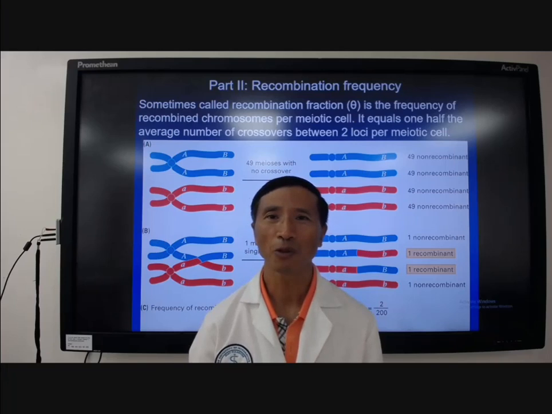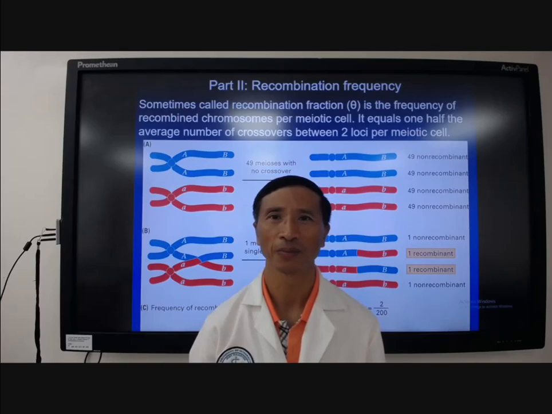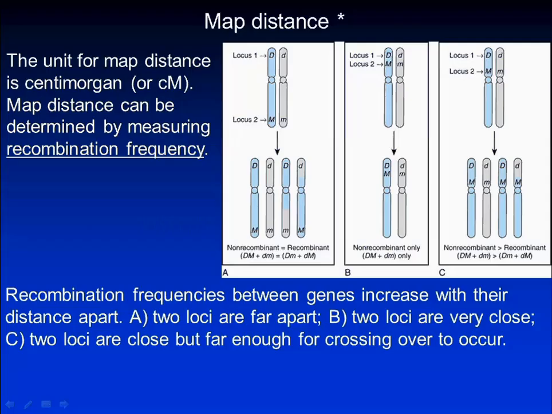Now, let's move to part 2. We will look at recombination frequency. Map distance refers to distance between 2 loci on the same chromosome. Map distance can be very large when the 2 loci are very far apart. It can be small when the 2 loci are very close, or somewhere in between. The unit for map distance is centimorgan.